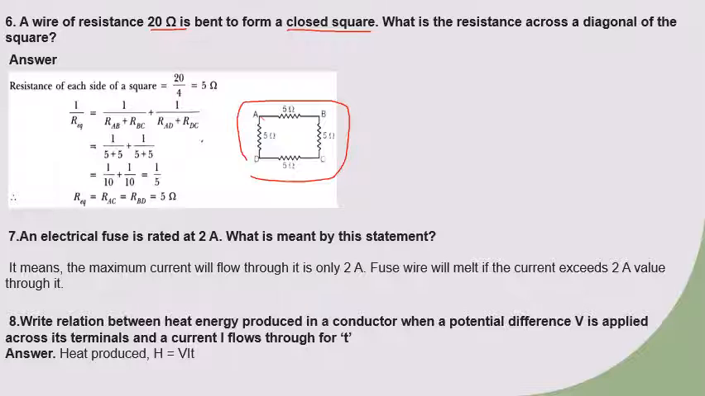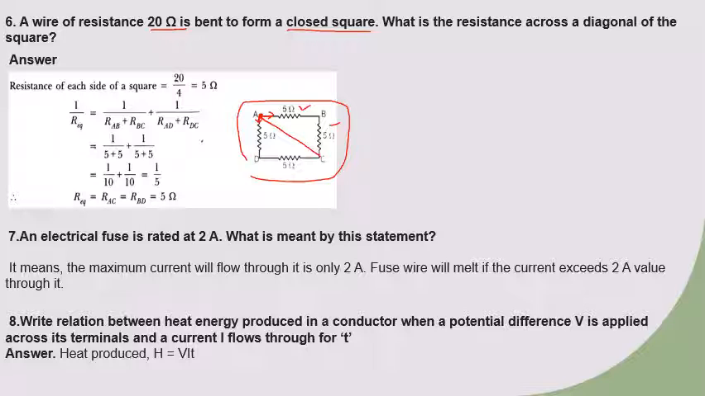So let's draw a diagonal over here. If I draw a diagonal over here, I can see that my 5 ohm and 5 ohm are connected in series. This is a junction point where the current is going to get divided. Fine. So 5 ohm and 5 ohm are connected in series, so I can add them.